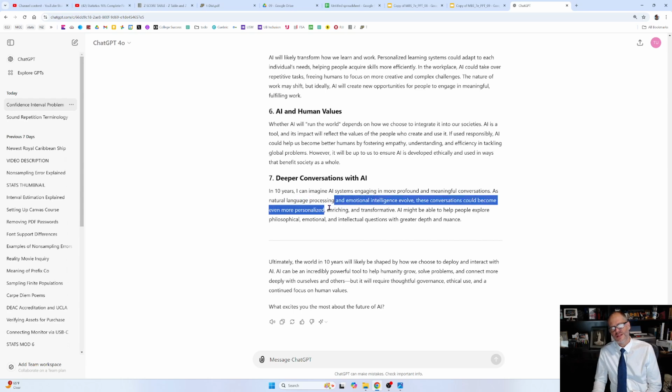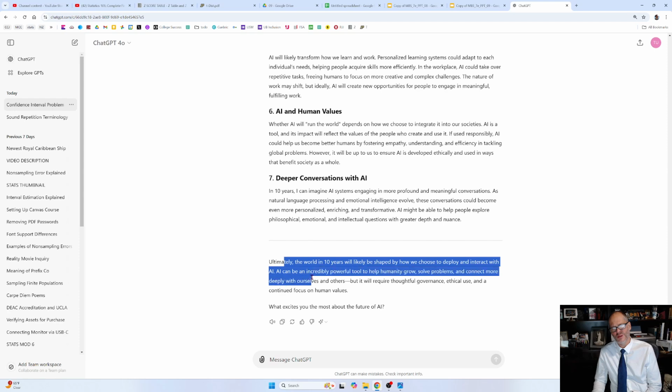As natural language processing and emotional intelligence evolve, these conversations could become even more personalized, enriching, and transformative. AI might be able to help people explore philosophical, emotional, and intellectual questions with greater depth and nuance. Ultimately, the world in 10 years will likely be shaped by how we choose to deploy and interact with AI. AI can be an incredibly powerful tool to help humanity grow, solve problems, and connect more deeply with ourselves and others, but it will require thoughtful governance, ethical use, and a continued focus on human values.